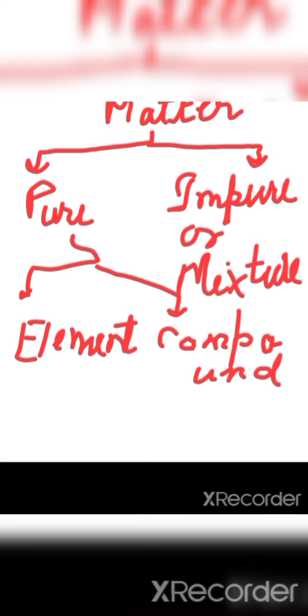Then matter is classified into two parts. Pure substances are those substances which are made up of the same kind of particles. They may be atoms or they may be molecules. While impure substances are the mixture of two or more substances, just like sugar and salt mixed with each other in any proportion. Those are impure. In water you mixed salt, in water you mixed sugar, these are impure substances.